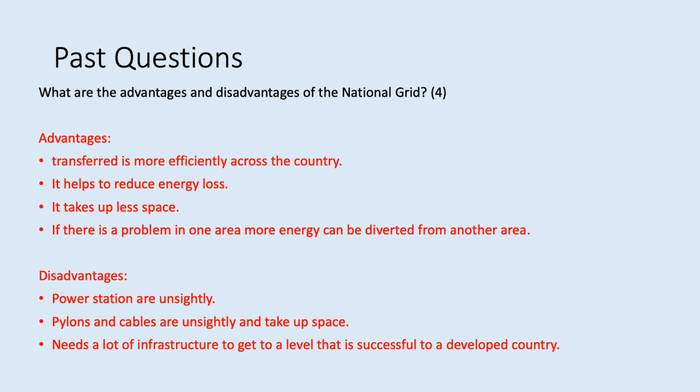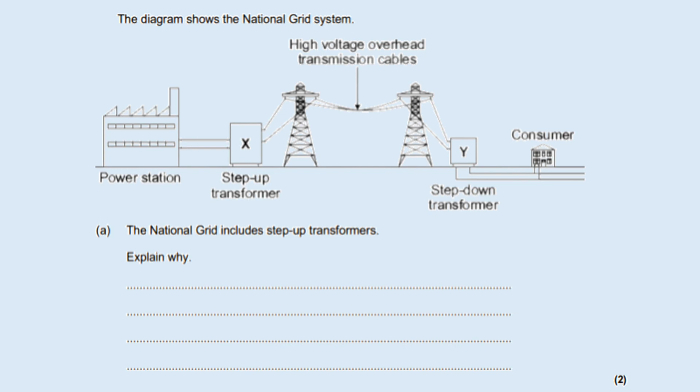Okay, next question. The diagram shows the national grid system. This is directly taken from a past question, by the way. The national grid includes step-up transformers. Explain why. It's a 2-mark question on step-up transformers, so give yourself 2 to 3 minutes on this. Why do we have a step-up transformer? Go for it.